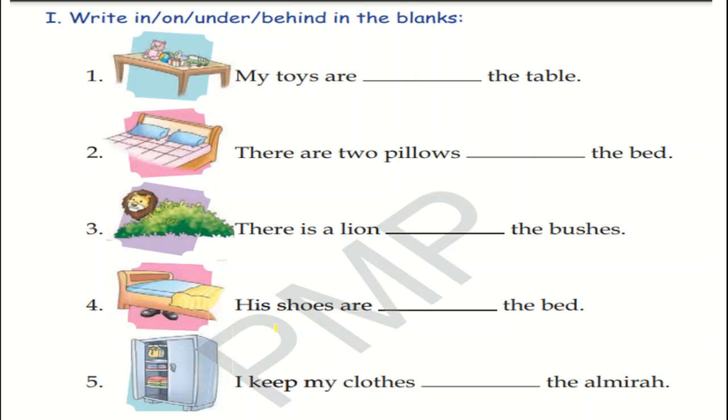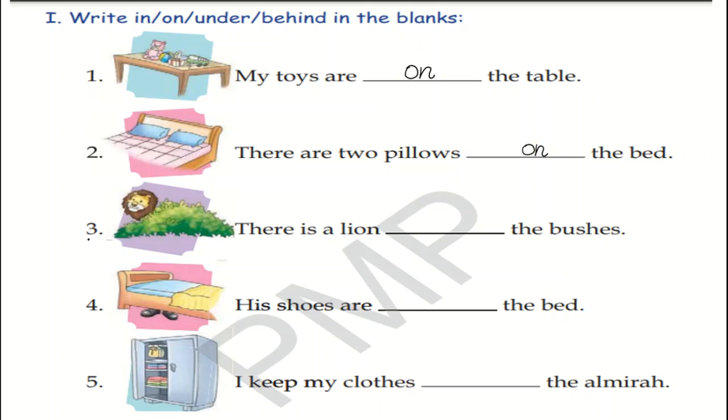Now children, it is time to do the exercise. Let's start. Exercise 1. Write in, on, under, or behind in the blanks. My toys are dash the table. Where are the toys? On the table. My toys are on the table. Number 2. There are two pillows dash the bed. Children, where are the pillows? On the bed. There are two pillows on the bed.